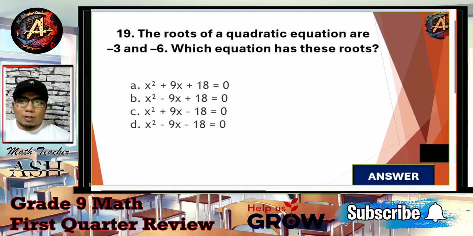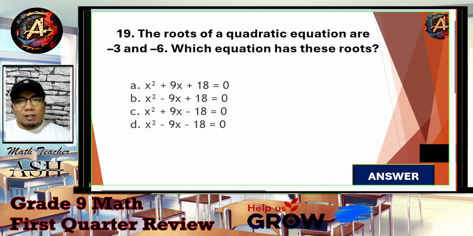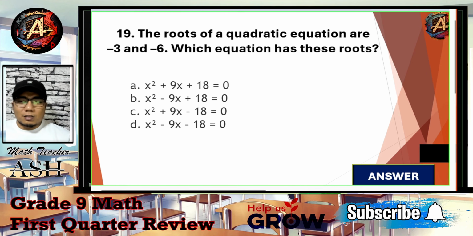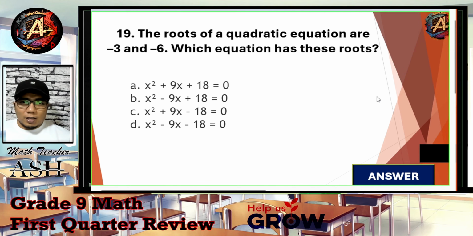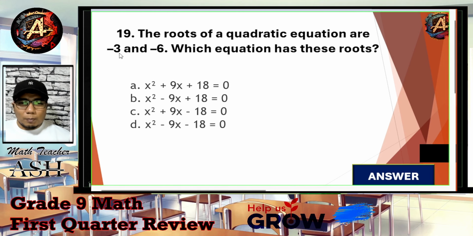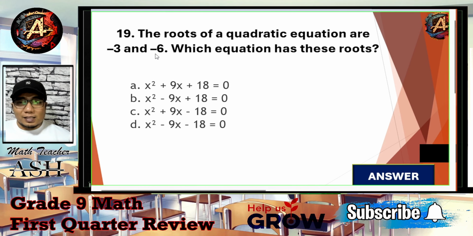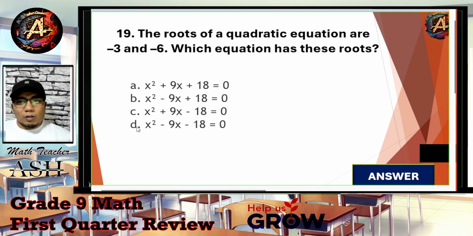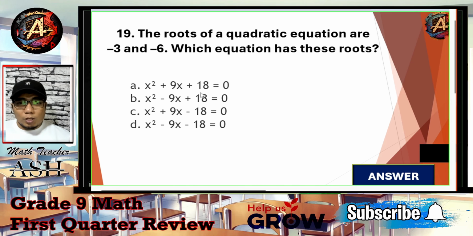Okay, my dear math learners, we can apply in reverse the sum and product of the roots. Now, remember what I've said earlier, that the product is the C, the actual value of C. So, when you multiply negative 3 and negative 6, that is positive 18. So, therefore, C and D are already wrong. So, A and B are the only choices that we have.